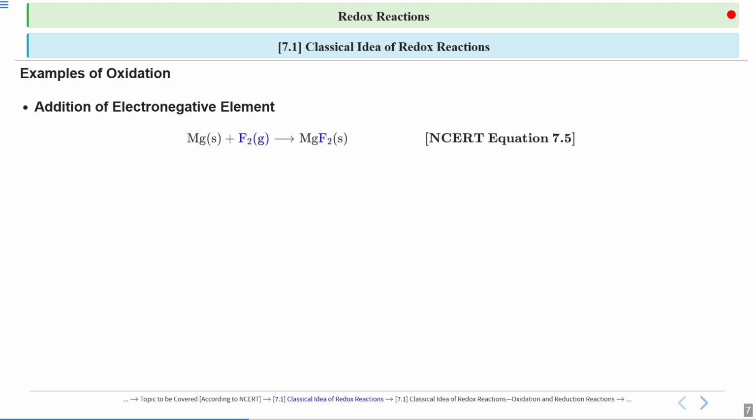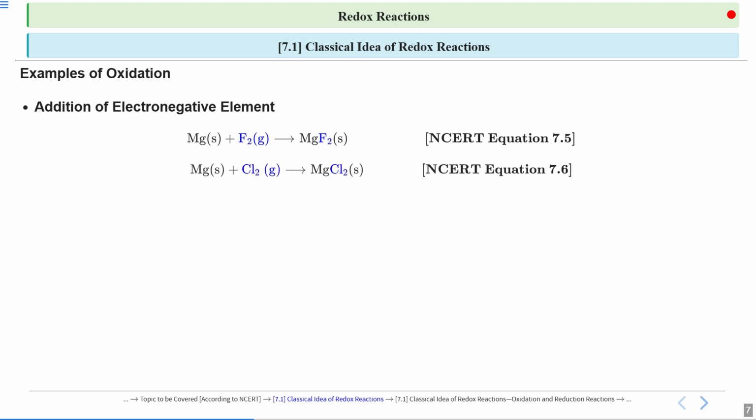So now let's look at this reaction in which the magnesium is being reacted with fluorine, forming magnesium fluoride. That means the fluorine, which is the most electronegative halogen, or which is an electronegative element, has high electronegativity, and this fluorine has been added to magnesium and has formed the product that is magnesium fluoride. Hence, we can consider it as an oxidation process, and this particular equation in the NCERT textbook is mentioned as equation number 7.5.